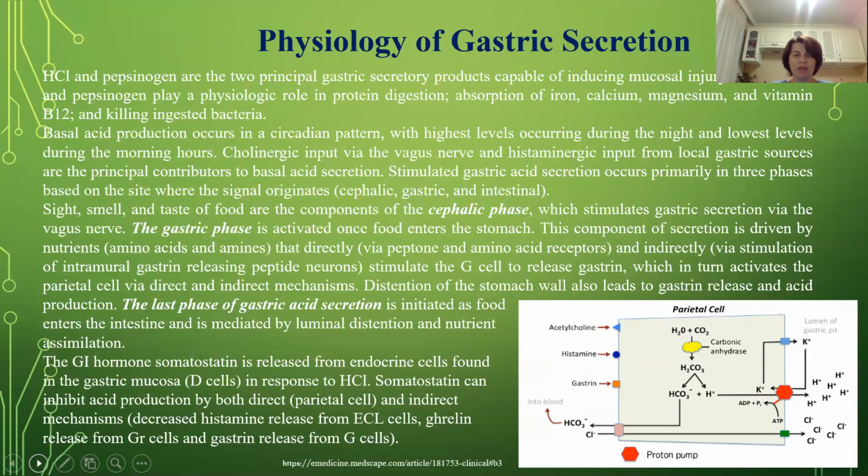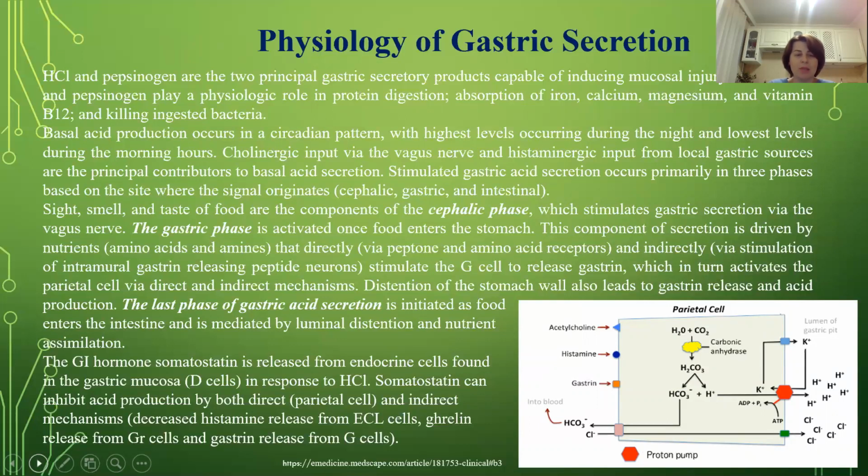This component of secretion is driven by nutrients that directly and indirectly stimulate the G cells to release gastrin, which in turn activates the parietal cells via direct and indirect mechanisms. Distension of the stomach wall also leads to gastrin release and acid production. The last phase of gastric secretion is initiated as food enters the intestine and is mediated by luminal distension and nutrient assimilation. The GI hormone somatostatin is released from endocrine cells found in the gastric mucosa, its D cells, in response to H. pylori.